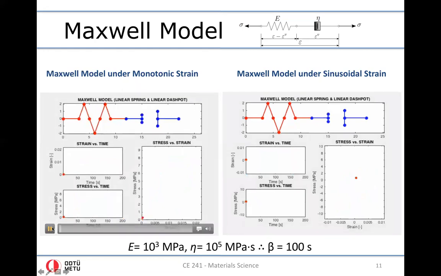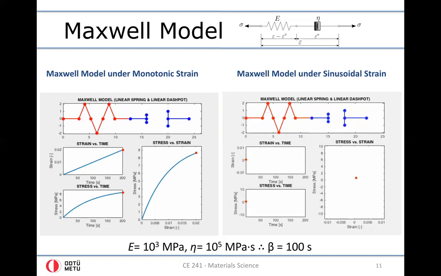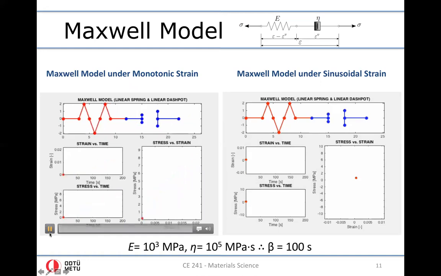Another interesting example is the response of the Maxwell model under monotonic strain. So we increase the strain at a constant rate. From 0 to 200 seconds, we increase strain from 0 to 0.02. That means a loading rate of something like 10 to the minus 4 per second. And this is the strain time curve. This is the stress strain curve. They are similar since strain is essentially monotonously increased, and this is what you observe in the simulation.